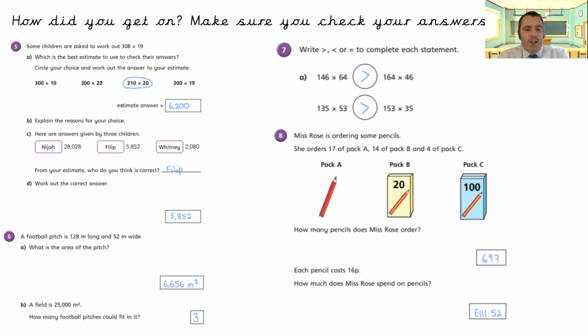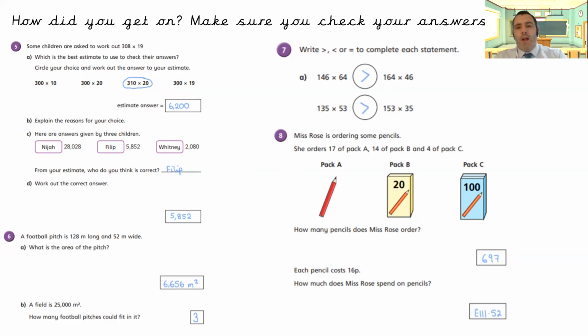Question 6. A football pitch is 128 meters long and 52 meters wide. What's the area of the pitch? For the area, we need to multiply the length by the height of our shape. So it's going to be 128 times 52. So another opportunity for you to practice the skills we've been learning today. That gives us an answer of 6,656.